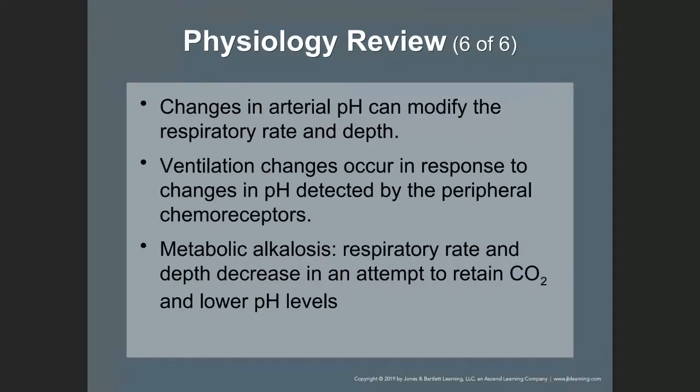Changes in arterial pH can modify the respiratory rate and depth. Ventilation changes occur in response to changes in pH detected by the peripheral chemoreceptors. In metabolic alkalosis, respiratory rate and depth decrease in an attempt to retain CO2 and lower the pH levels. So respiratory acidosis is compensated with metabolic alkalosis, and respiratory alkalosis is compensated with metabolic acidosis.